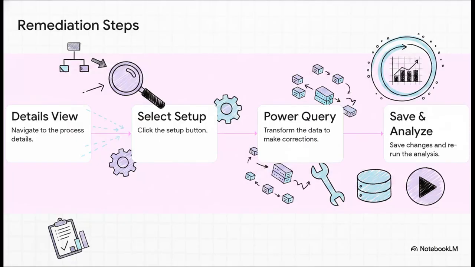Thankfully, the software makes fixing these issues a very logical, step-by-step click path. If you decide to make corrections based on that validation report, here is your workflow. First, go ahead and open the details view of your process. Second, select the Setup button. Third, if you need to make deeper transformations, click Transform Data in Power Query. And finally, step 4, once your corrections are locked in, you just save and analyze the data all over again.